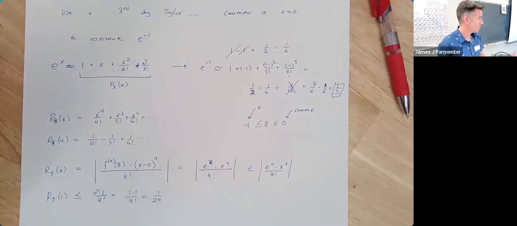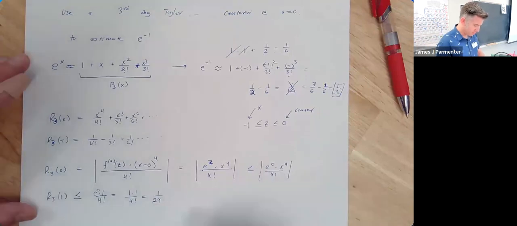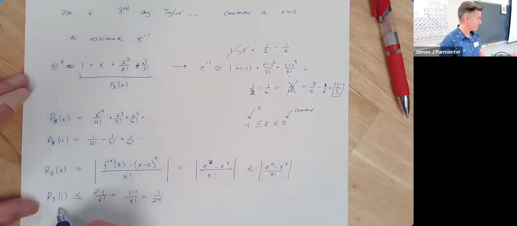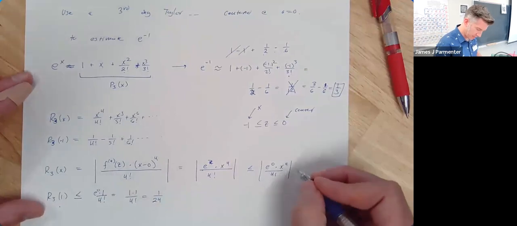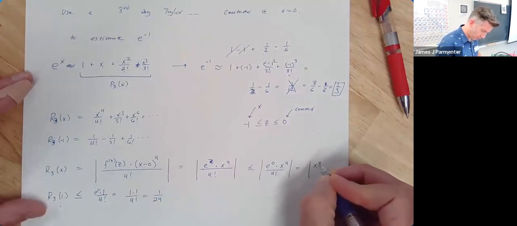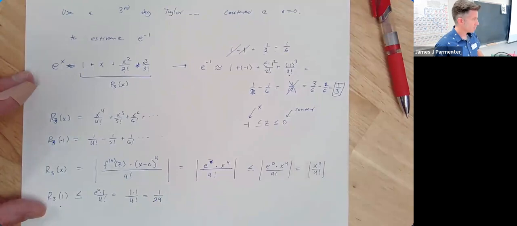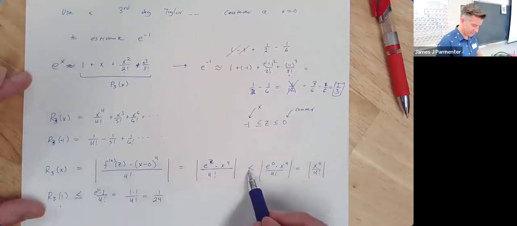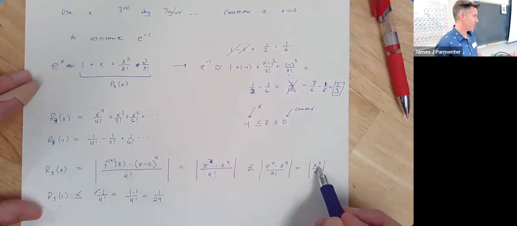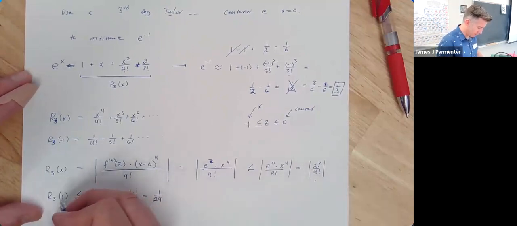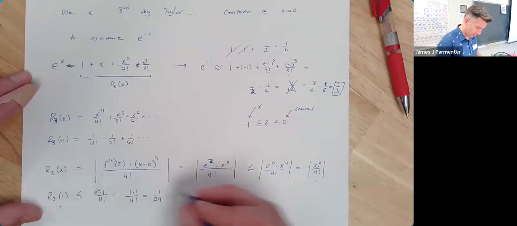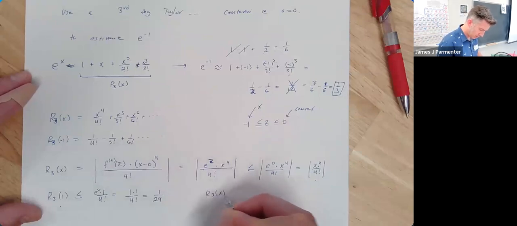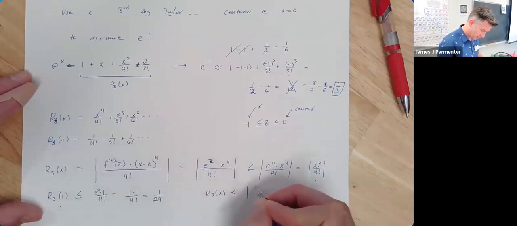Just for a little more brief, how the R3 of x goes from the formula to e to the 0 times 1 over 4 factorial. So the difference here is I plugged in 1 for x. So R3 of x is the absolute value of x to the 4th over 4 factorial. I would say R3 of x is less than or equal to the absolute value of x to the 4th over 4 factorial. And then I'm subbing in the value of 1 for x.